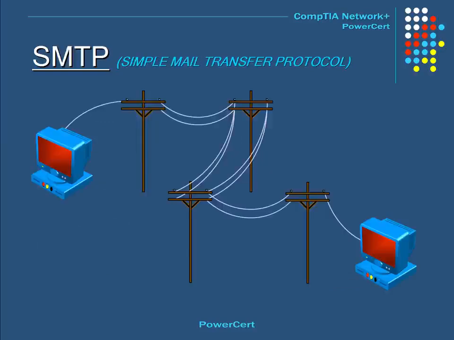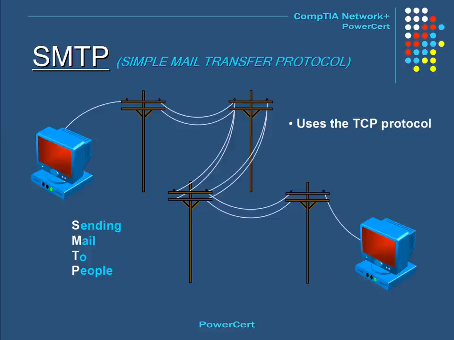SMTP stands for Simple Mail Transfer Protocol. Now this, as you might have guessed, is the protocol that is used to send email. A good way to remember this is by looking at the acronym SMTP and translating that to sending mail to people. SMTP uses the TCP protocol, and as you know by now, it is connection-oriented. So if an email you send does not reach its destination, you'll get that familiar mail delivery error in your mailbox, informing that the email you sent failed.